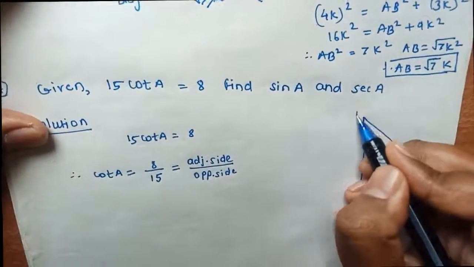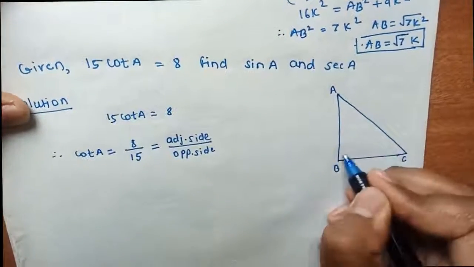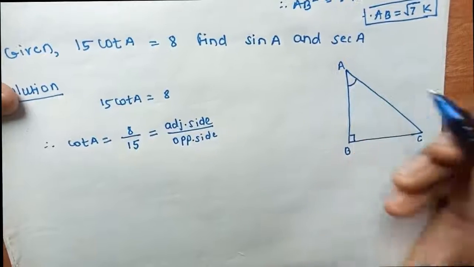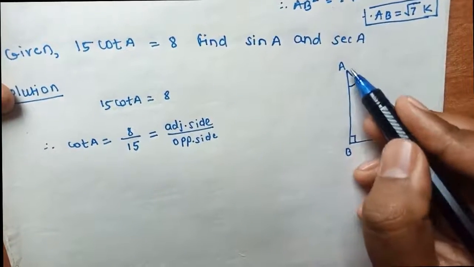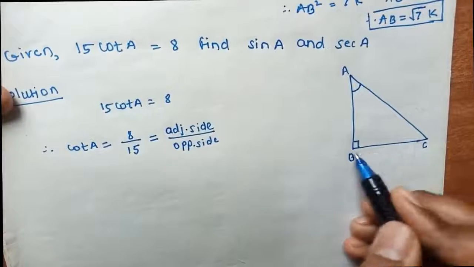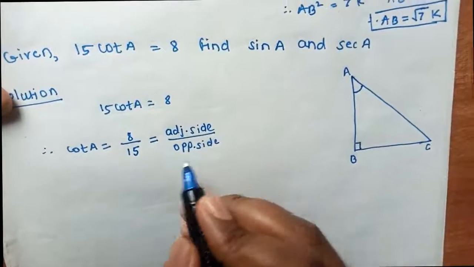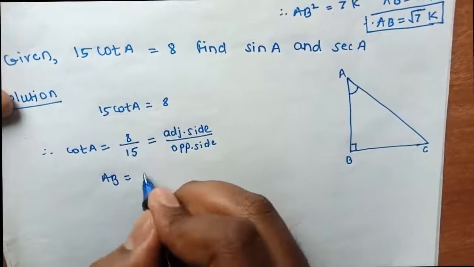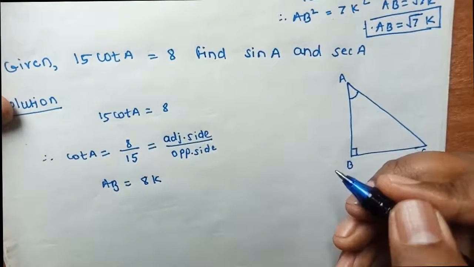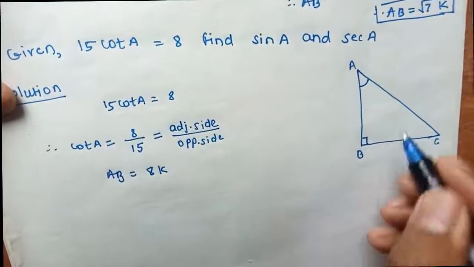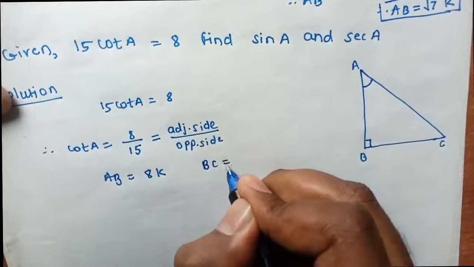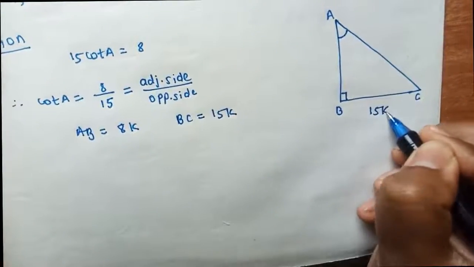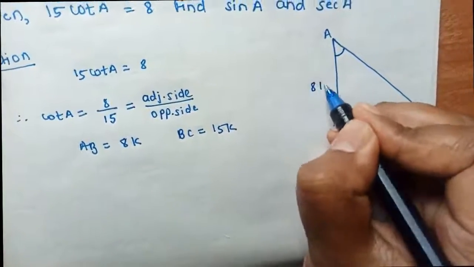So again I will make the triangle ABC, right angled at B. We have to find A, so let this be A. If this is the angle A I considered, then this will be the opposite side and this will be the adjacent side. So the adjacent side is AB. AB is equal to 8k, since adjacent is 8. We have to write them as multiples of the constant. Next, the opposite side is BC. So BC is equal to 15k, because the opposite side is 15k. This is nothing but the 8k.